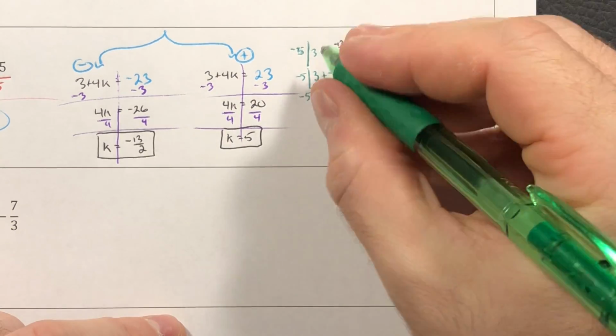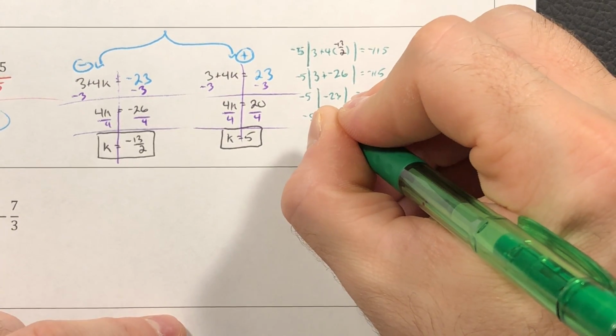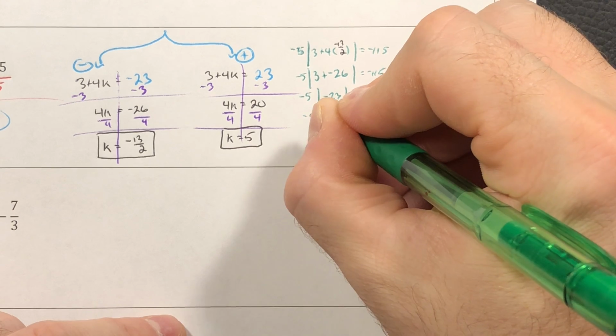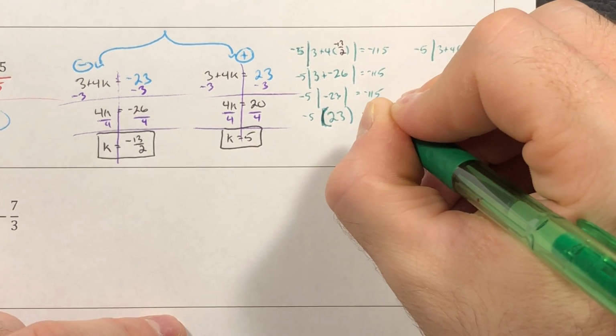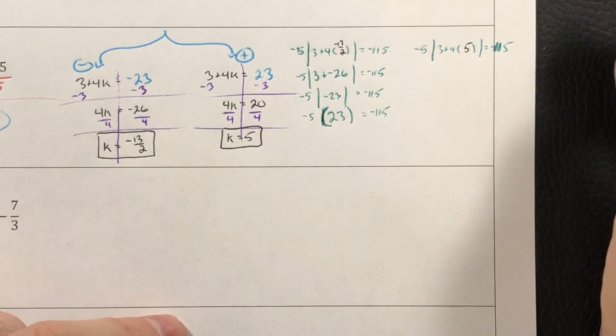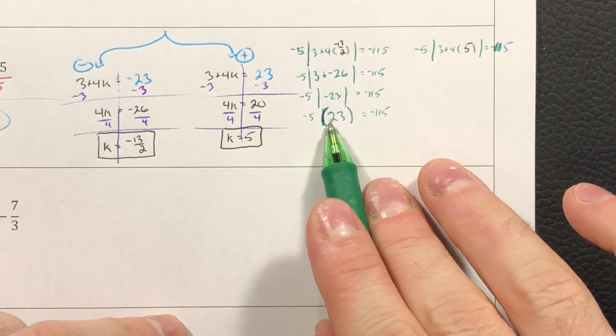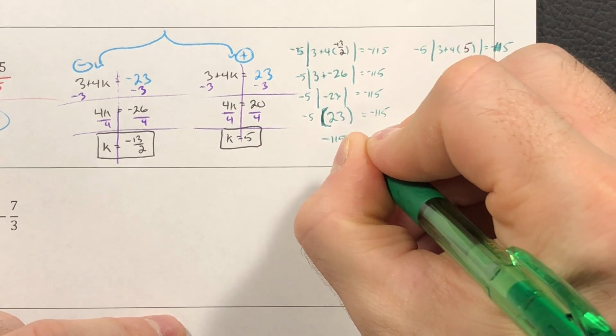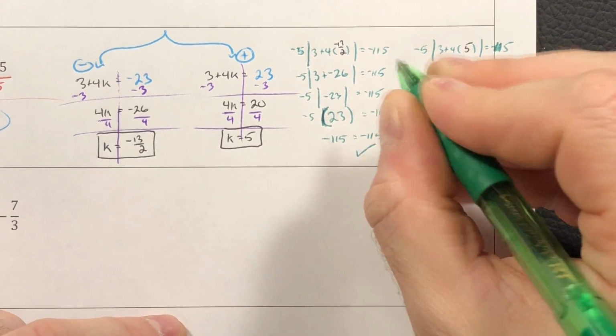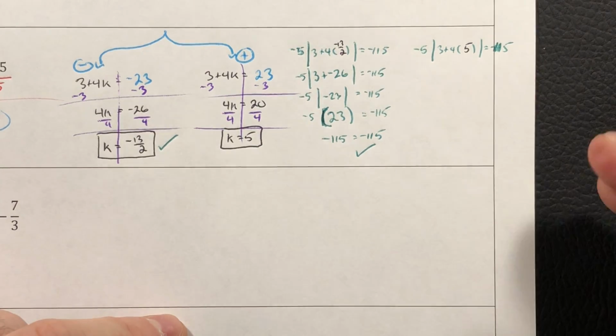Absolute value is positive, so negative 5 times, that is now just a regular parenthesis because it is now a positive 23. Negative 115. 5 times 20 is 100. 5 times 3 is 15, so negative 115 equals negative 115. The first answer checks out.